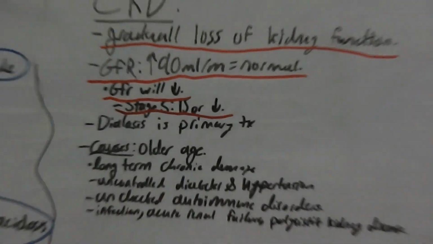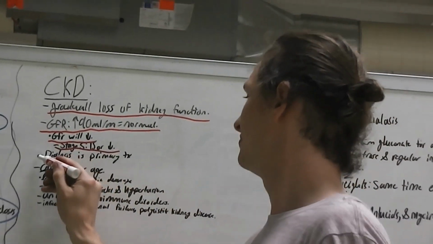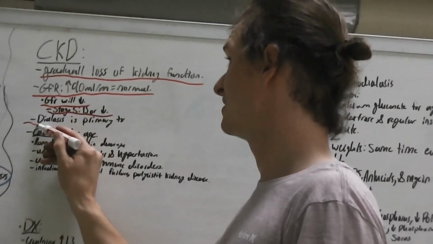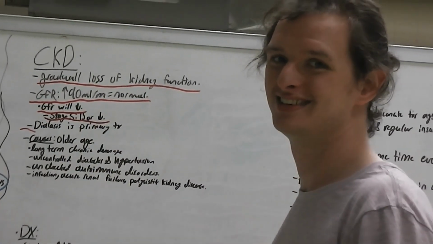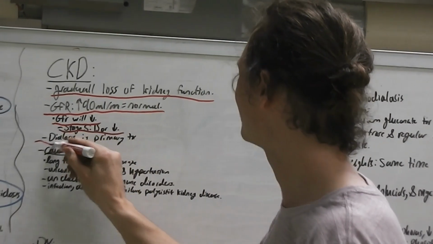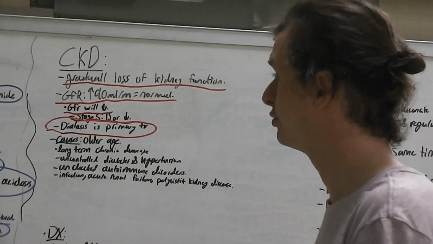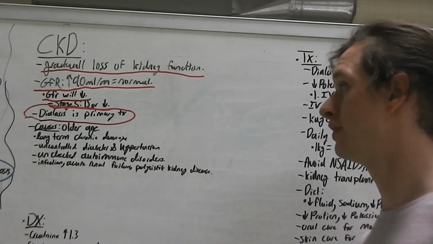Stage 5, which is the worst, is going to be 15 or lower, which is the main thing she said to know in the PowerPoint. Stage 5 is 15 or lower GFR? Yes. Normal is 90 or higher. Am I good? Yeah. Okay, cool. Dialysis is the primary treatment for chronic kidney disease. Probably a kidney transplant also, or one of those things.